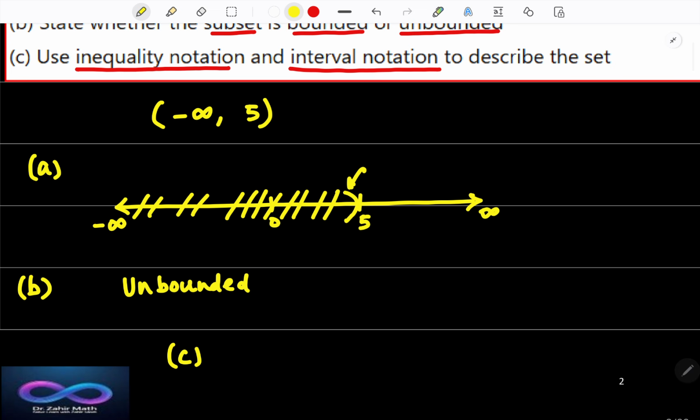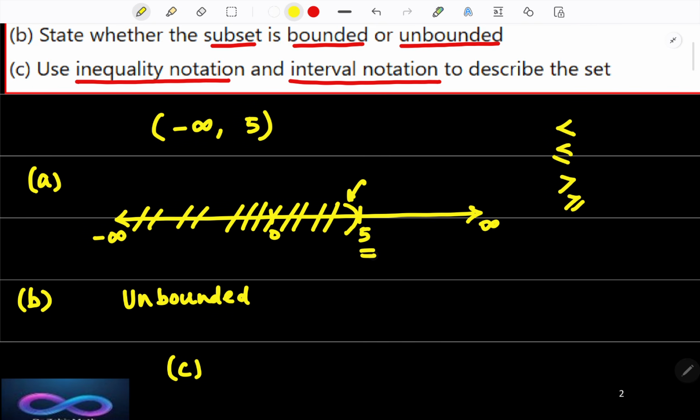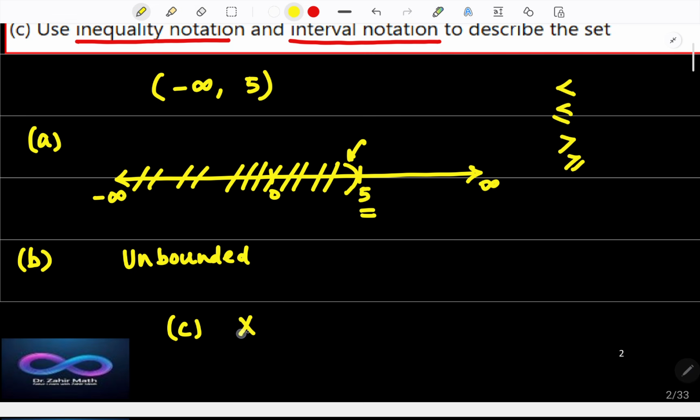Use inequality notations. What do you mean by inequality? Less than or equal to, more than or equal to. This is called inequality notation. So look here, this is 5, less than. So we're going to write x less than 5, right?